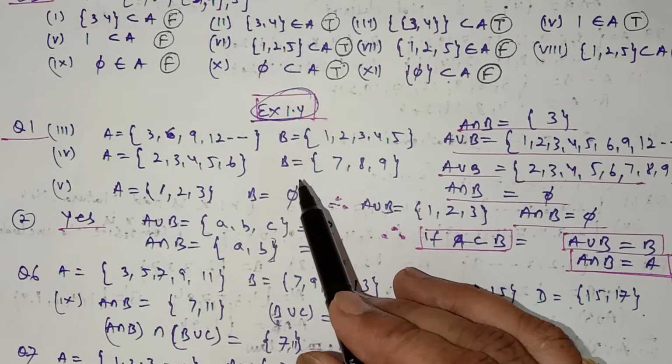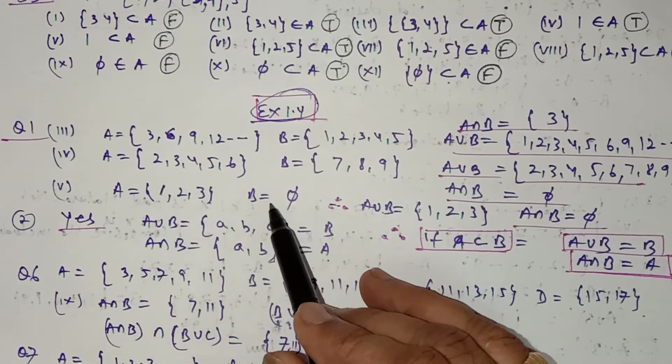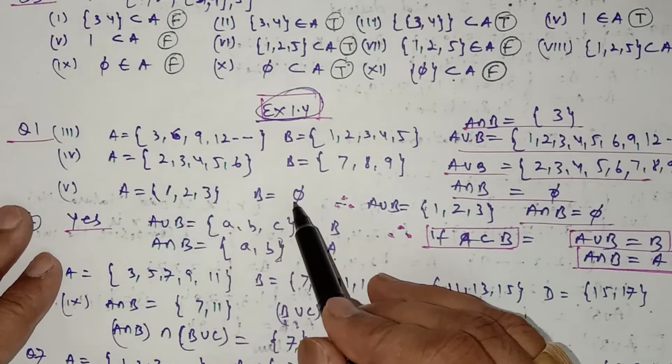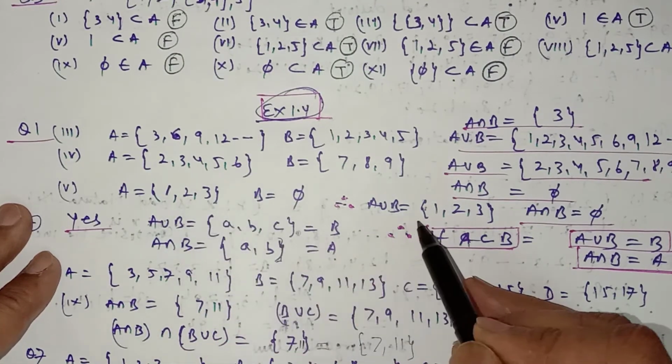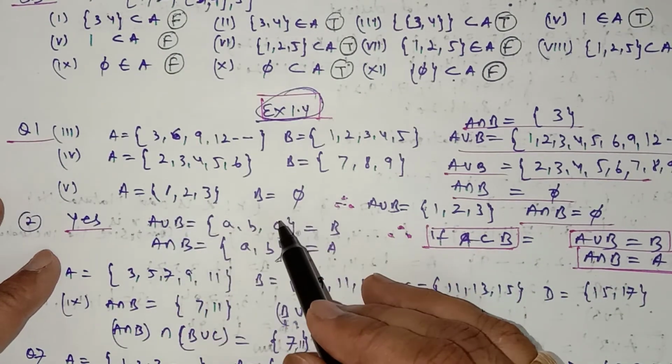In question number 1, fifth part, set A contains the elements 1, 2, 3. Set B is empty. So A union B is the total elements of A and B, or those which belong either in A or B. So it will be 1, 2 and 3. And the intersection will be empty because no element is common.